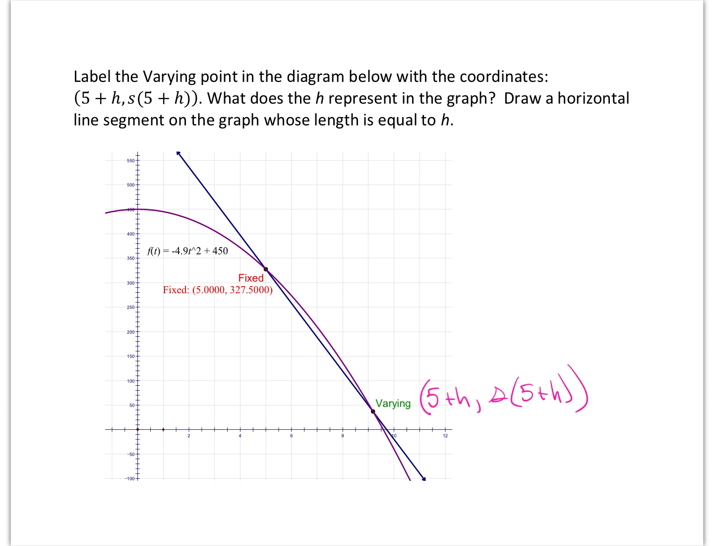So 5 plus h means 5 plus a little bit. The h is the horizontal distance between the fixed point and the varying point. So I'm going to highlight that, from the fixed point to the varying point. That distance is what we're going to call h.